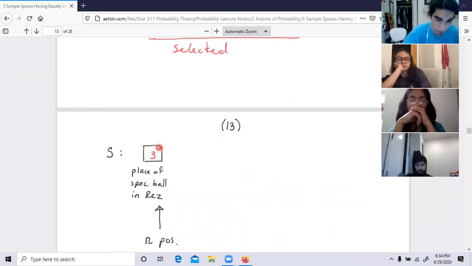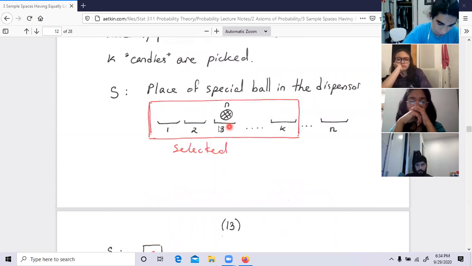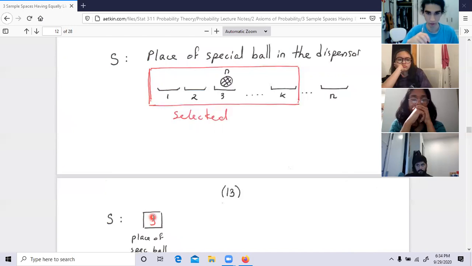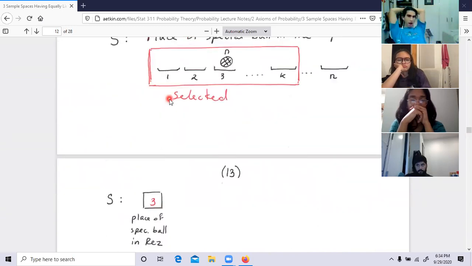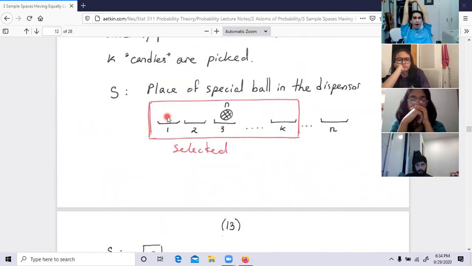So my sample space is just one box. In this picture, the candy will be selected because it is in the third position, so I just record third position. That means the selection happened. How many possibilities for the special ball? It's either in first position, or second, or third, or fourth, or all the way to the nth position, correct? So the sample space has n possibilities. It has only n nodes. The other sample spaces have many more nodes, right?